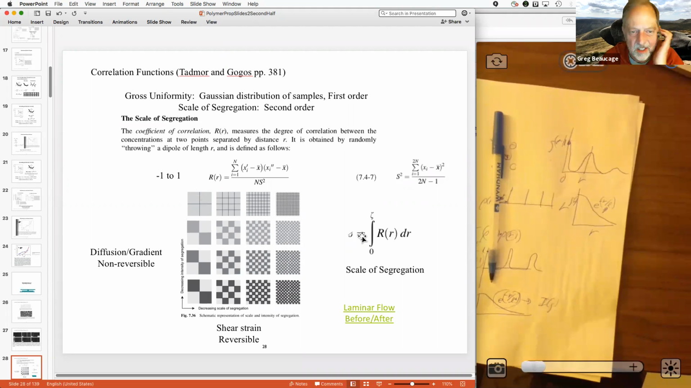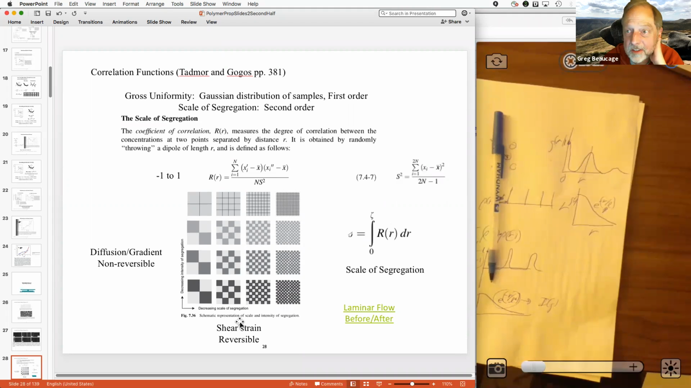If you take the correlation function, which takes the intensity of the material at two positions separated by a distance r, multiplies them by each other and goes through all the possible pairs, and that's normalized by the standard deviation, which is this number over here, you get that R of R. If you integrate that, you get this scale of segregation, like how big are the domains. So this correlation function is related to the scale of segregation if you integrate it.